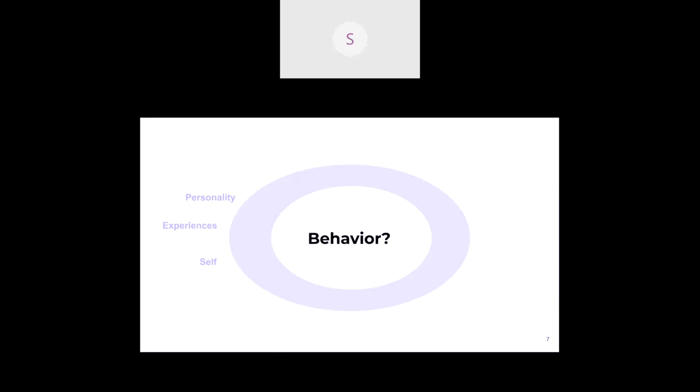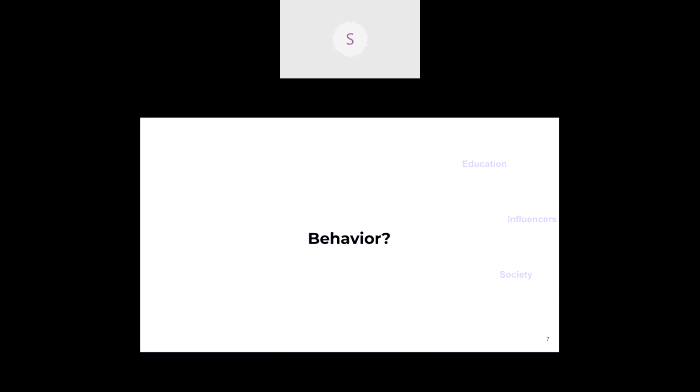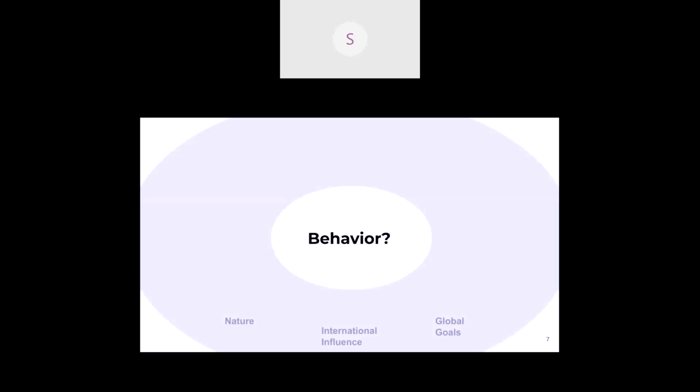And then comes your education, your formal education, your influencers, which would be your parents, your friends, your relatives, and then comes the society around you, the third-person people, I mean, the indirect people who influence you. And then comes the politics, the culture, and the environment that you're in. And the largest circle I would put would be the international influence, the global goals, and the nature around you, ultimately the universe around you.